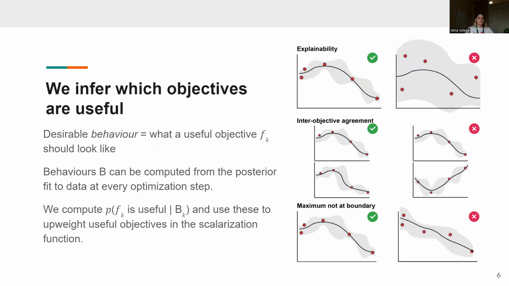We suggest some example behaviors, for example, those that favor objectives that explain the data well, correlate well with others, and contain the maximum within the searched region of the parameter space. But ultimately, these behaviors are intended to reflect practitioners' expectations and are left to be user-specified.